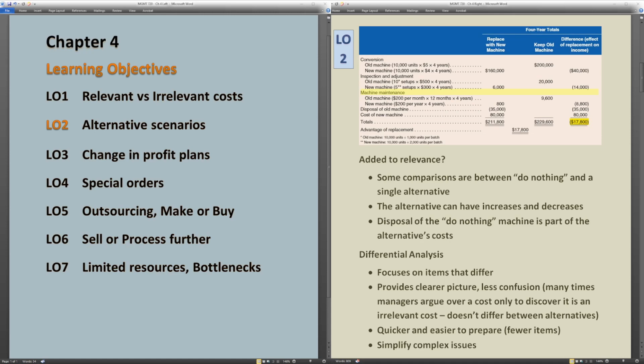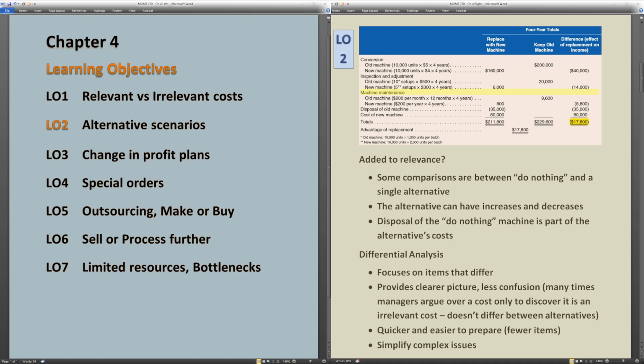Okay, let's increase our understanding of the idea of relevant versus irrelevant costs. Here I have an example from the book. You can keep the old machine or replace it with a new machine. It looks like the new machine would have different costs: different maintenance, different inspection, and disposal of the old unit. If you look under the column of keep the old machine, it's just the norm. These are the costs if you do nothing. In the column, replace with the new machine, these are how the costs would differ from the old machine.